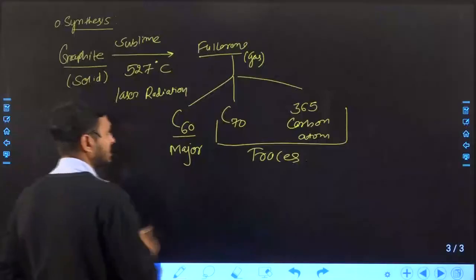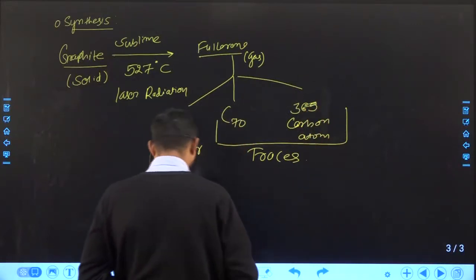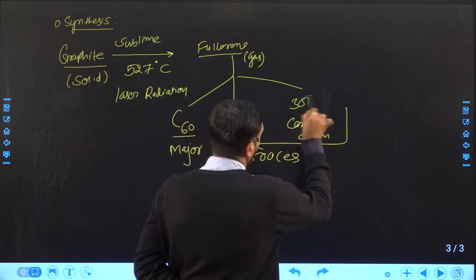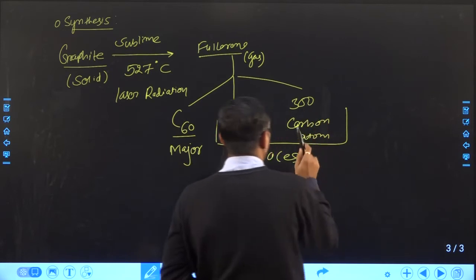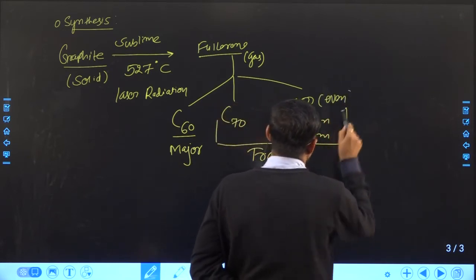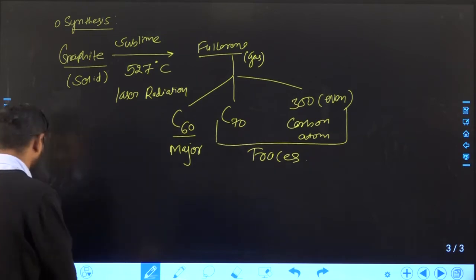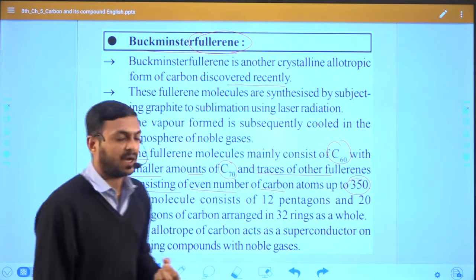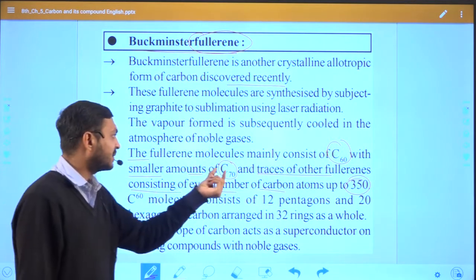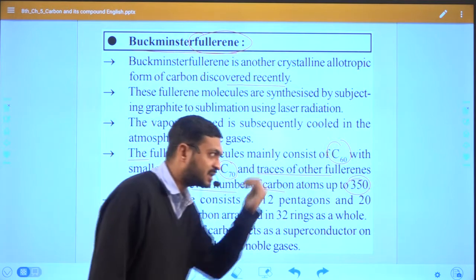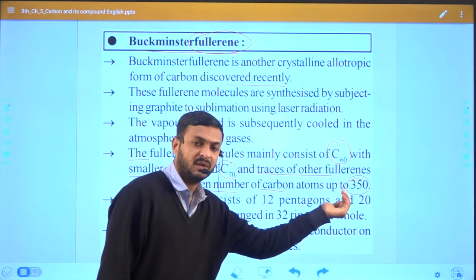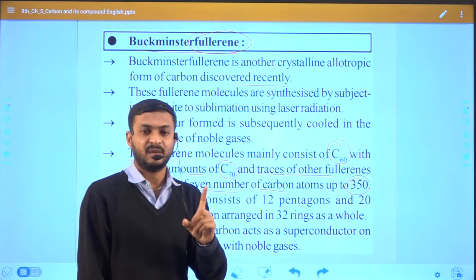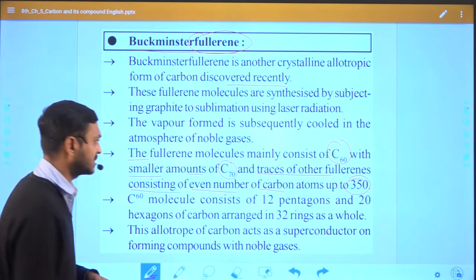Here I mention up to 350, but carbon is in even number, not odd number, right? So in the fullerene structure, generally it mainly consists of C60, a small amount of C70, and trace amounts of other fullerenes up to 350 carbon, but carbon is always present in even number. Even number means we can divide it into two parts.